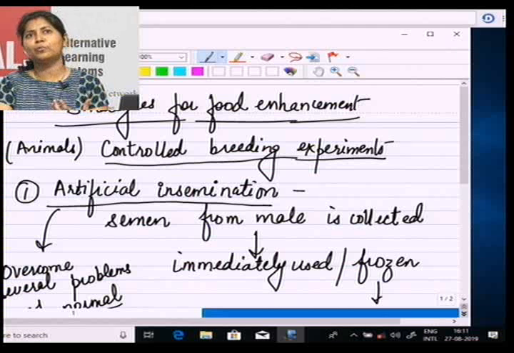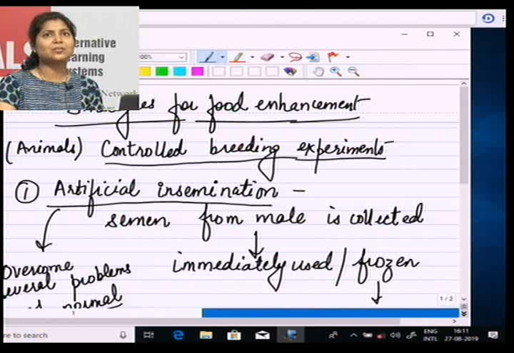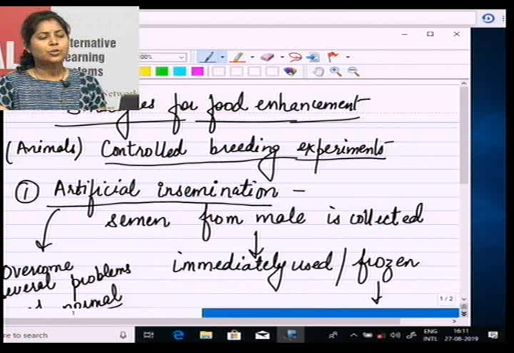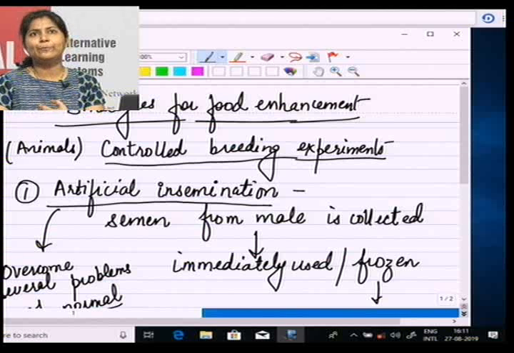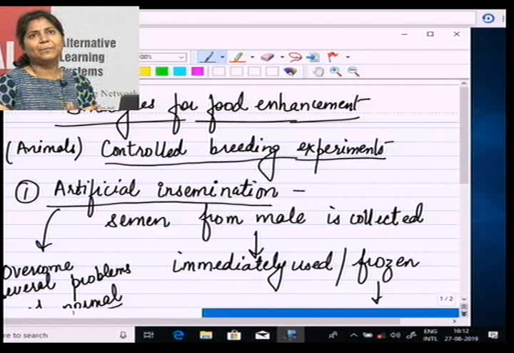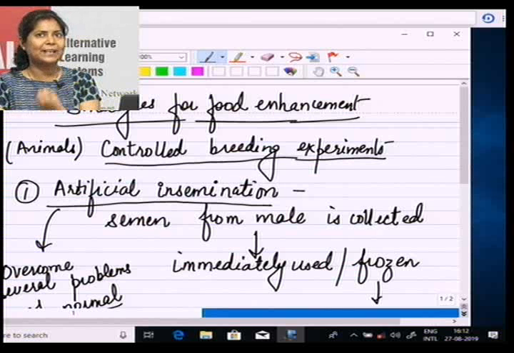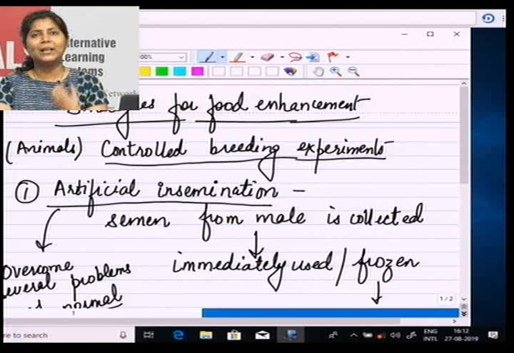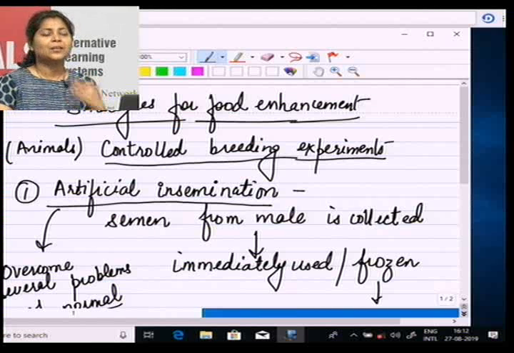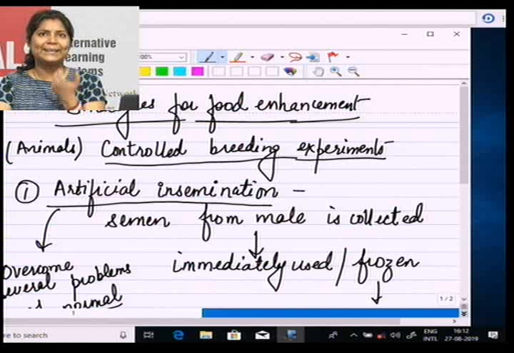For better food production, obviously animals are sources of meat as well as flesh, eggs, different kinds of things. So we can have techniques to improve our breed quality. This is what is breed quality improvement. So how can we improve our breed quality? This is controlled breeding experiment to improve the breed quality of the animal. The better the breed of the animal, the better will be the yield. Yield in terms of milk, in terms of flesh, in terms of eggs, everything. So we need to have good quality animals.